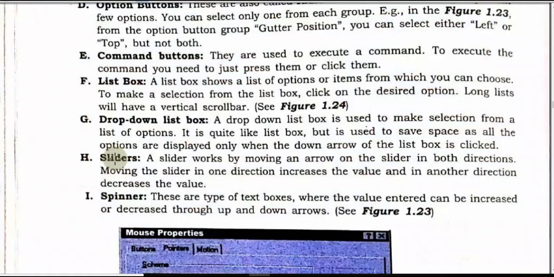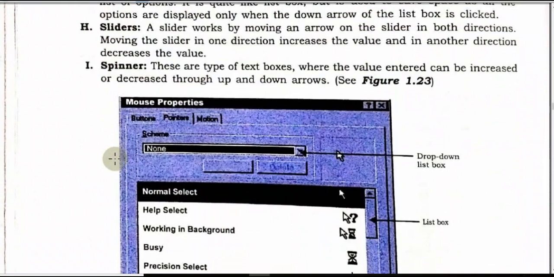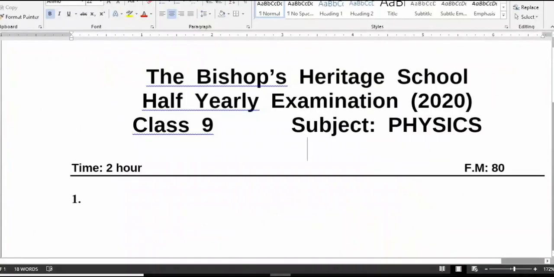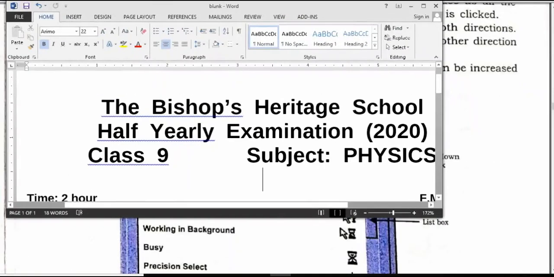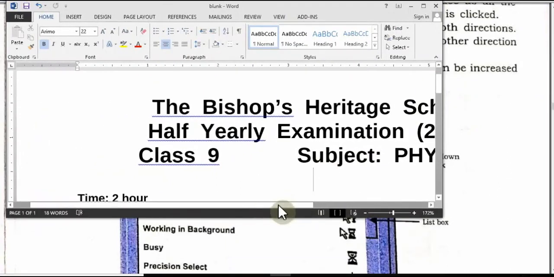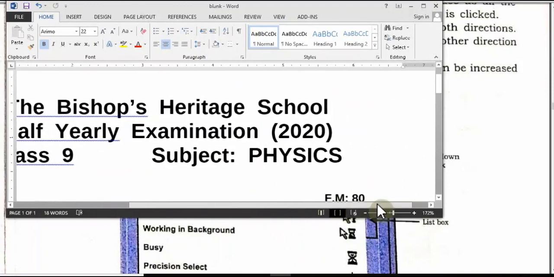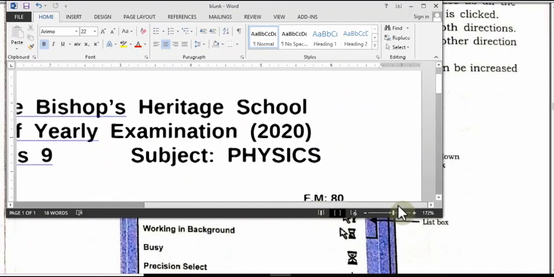Now going to the slider. Slider works by moving an arrow on slider in both directions. So what is actually slider? Let me open another, this one for you. Now this is a Microsoft Word document. You can see the mouse movement. Please check the cursor. You can see here I am picking this slider, horizontal slider. It is going right hand side. It is also going left hand side.